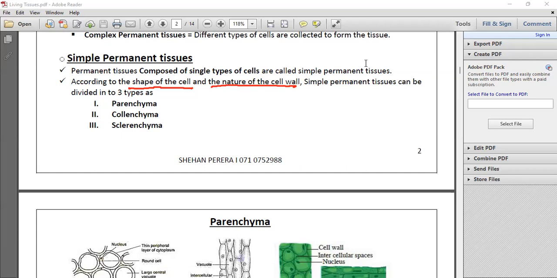Right? Simple permanent tissues are categorized further into three types by considering the shape and the structure of the cell wall present in the tissue. So we consider the shape of the cells and the structure of the cell wall present in the simple permanent tissues to categorize them into three different types: parenchyma, collenchyma, and sclerenchyma. So that is how this categorization comes. Are we clear with that also, guys?